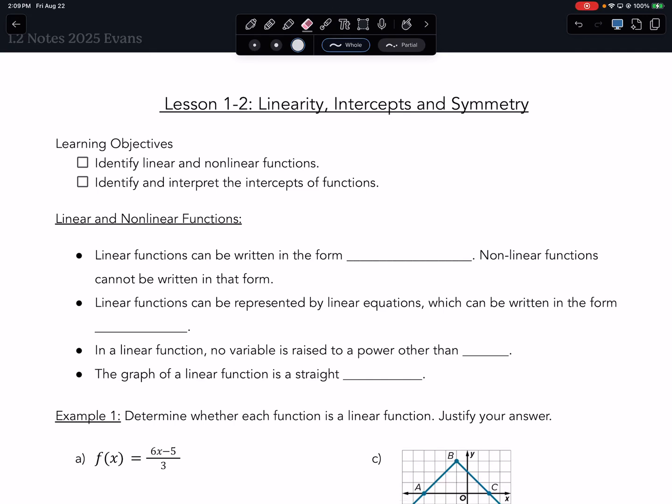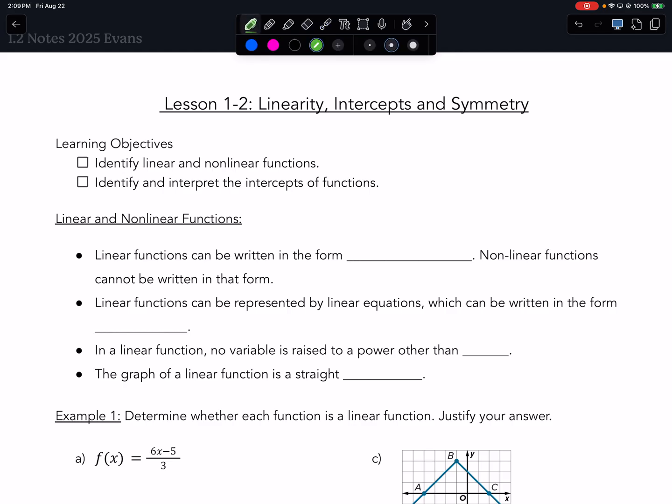So our learning objectives today are identifying linear and nonlinear functions, and identifying and interpreting intercepts of a function. What's an intercept? X-intercept, Y-intercept, where it does what? Crosses either the X or Y axis, right?